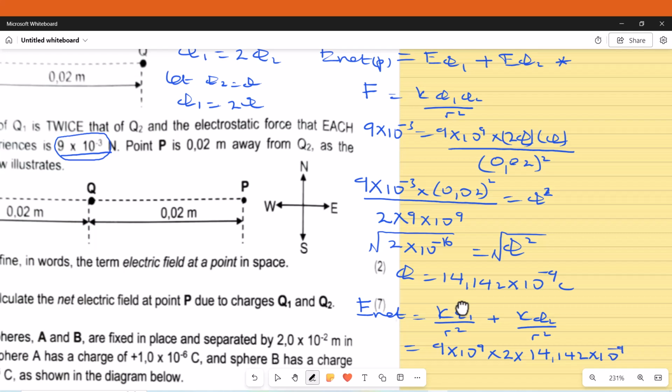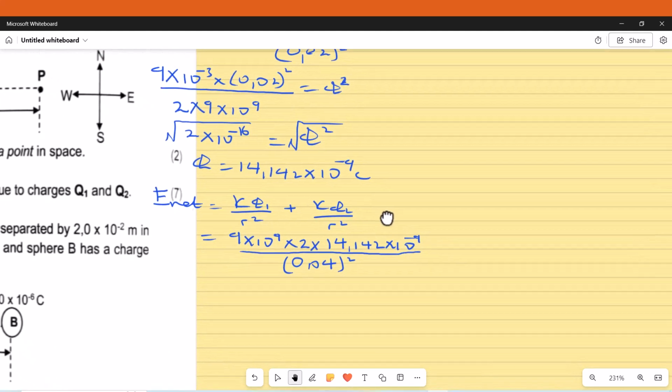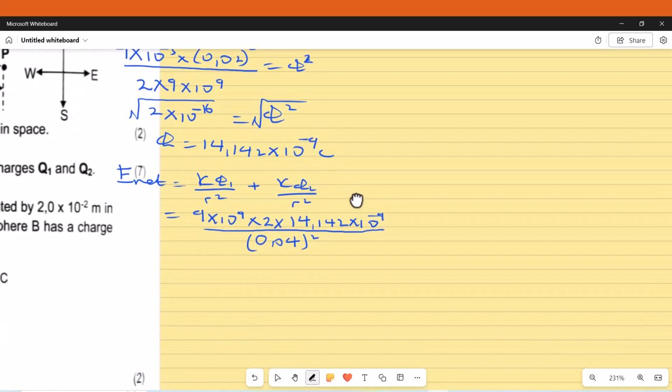What about my distance from Q1 to P? It is 0.04, but it must be squared. Then plus the E due to the charge Q2. Again, our K is 9 times 10 to the power 9, then times Q2, which is the same as this Q, that is 14,142 times 10 to the power negative 9, divided by the distance of Q2 to P.